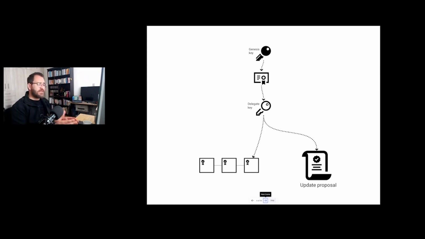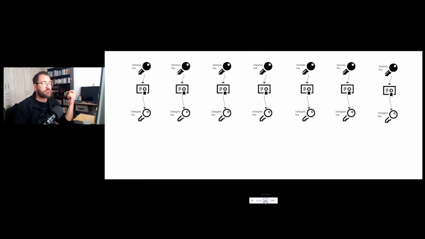Genesis keys actually delegate their powers to a delegate key via a delegation certificate. So it is now the delegate key, the one that actually has the powers to sign blocks and to create and vote for update proposals. Of course, this delegation can be changed at any time. In mainnet, we have this collection of 7 Genesis keys, 7 delegation certificates, and 7 delegate keys.